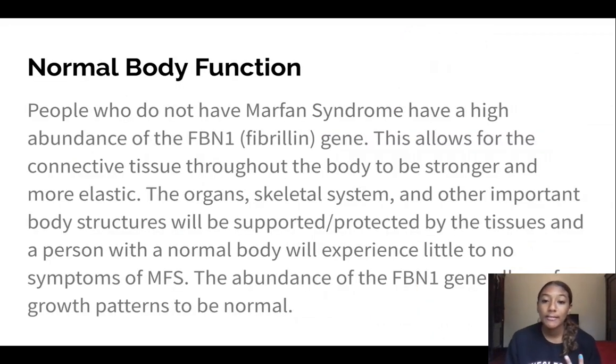People who don't have Marfan syndrome have a high abundance of the fibrillin gene. This allows their connective tissues to be strong and more elastic, connecting all of their organs and other tissues together as it would normally be. So their organs and skeletal system work like they should. So they don't experience any symptoms. They could, but not related to Marfan's. The symptoms are not because of the lack of the fibrillin gene.